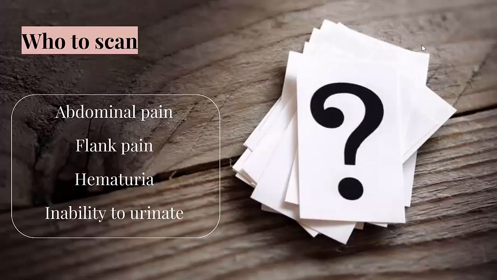So first let's start with who we're going to scan. Renal ultrasound is useful for a number of patients. Firstly, in patients presenting with flank pain or abdominal pain and hematuria, it can be quite useful to rule in nephrolithiasis, potentially saving patients the radiation and cost from a CT scan of the abdomen and pelvis.